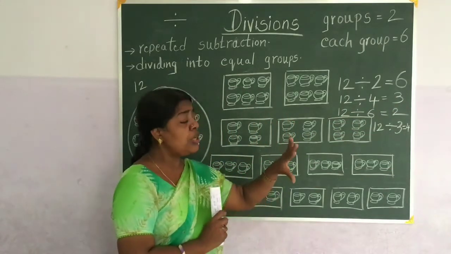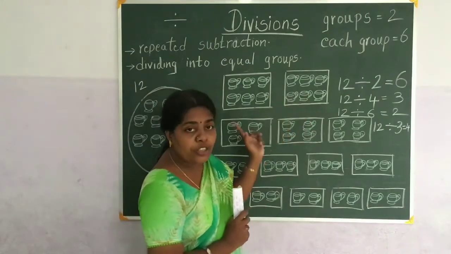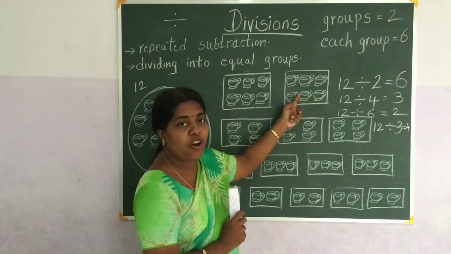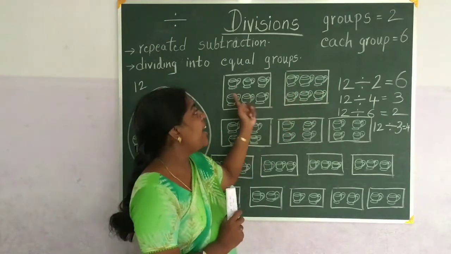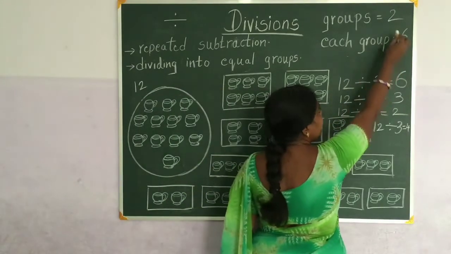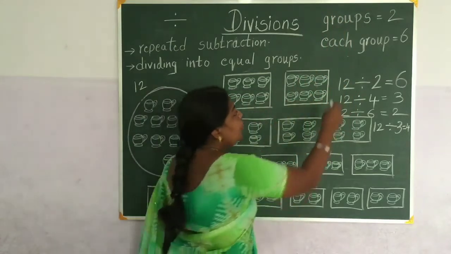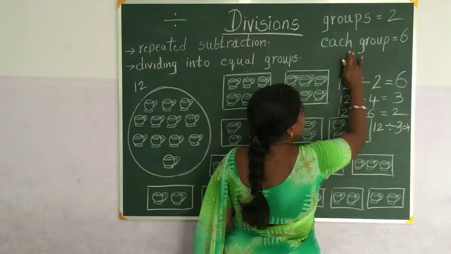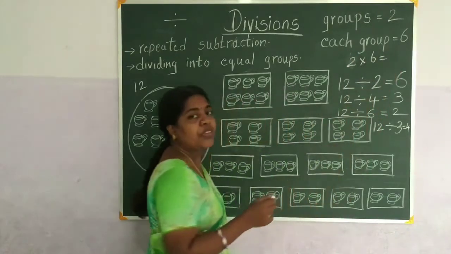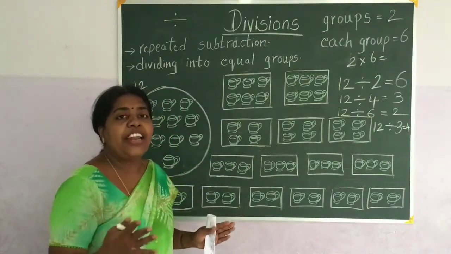So how can you convert it as multiplication? In each group there are 6 cups and the number of groups are 2. So 2 groups, each group 6. That means 6 should be added 2 times.